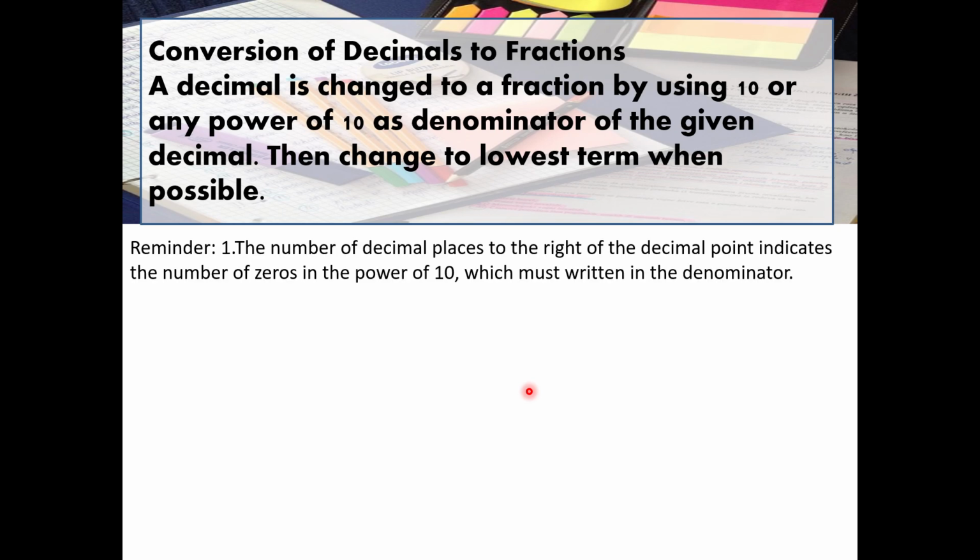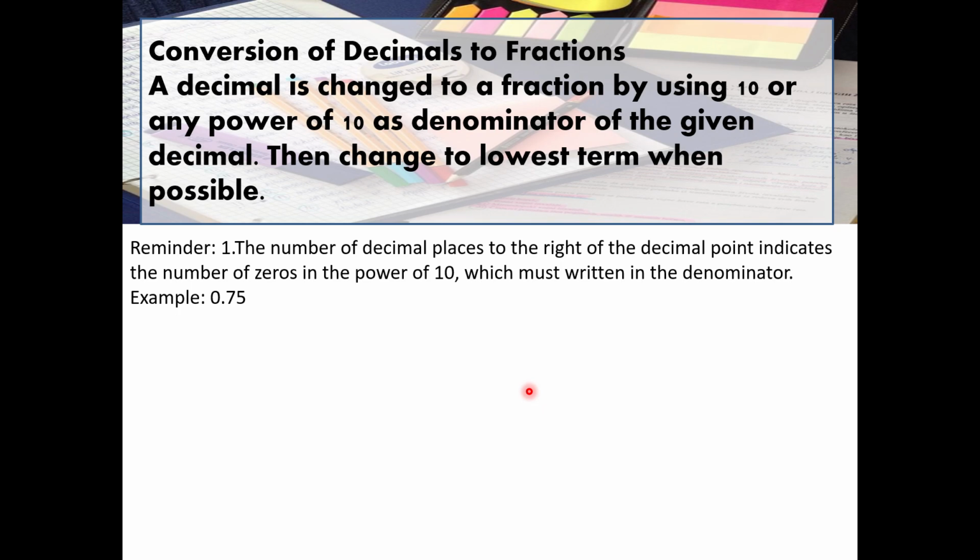So, ito yung example. Ito yung pinakauna nating reminder sa pag-convert ng decimal sa fraction. The number of decimal places to the right of the decimal point indicates the number of zeros in the power of 10 which must be written in the denominator. So, magbigay na tayo ng example. So, ang example natin dito ay 0.75. Okay? So, 0.75, gawin natin fraction.